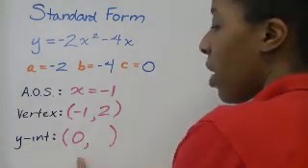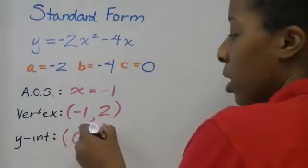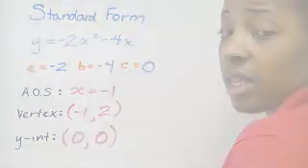And I already have my y-intercept started here, 0, comma. So all I have to do is plug in my c value. And I got my y-intercept, just like that.